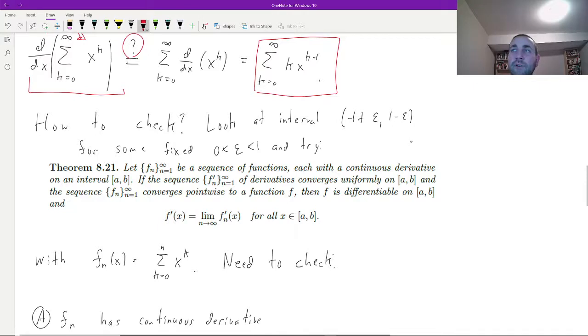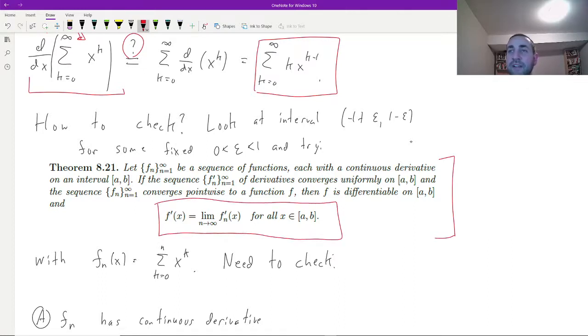How do we do it? Well, we're going to look at some interval like minus 1 plus epsilon to 1 minus epsilon for some fixed epsilon greater than 0. And we're going to apply this big long theorem that we saw in the last video. I'm not going to read the whole thing out, but the important one here is that it gives us a formula for derivatives. It tells us that the derivative of a limit object is equal to the limit of the derivatives under, well, a whole bunch of conditions.